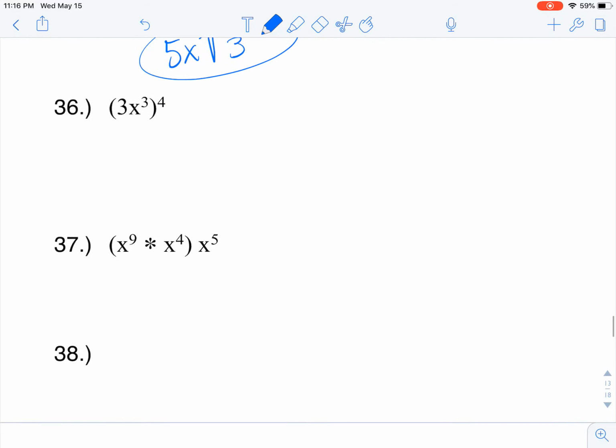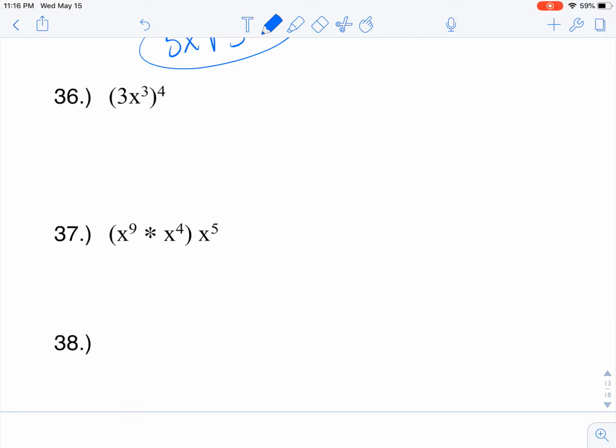All right, 36. So this gets distributed. So we have 3 to the 4th, and then x to the 3rd raised to the 4th. Power to a power, we multiply. And then all I have to do is figure out what 3 to the 4th is, which is 81. So 81x to the 12th. Here we're multiplying, so you just add 9 plus 4. That gives me 13, and then I'm just multiplying it by this, so add 5 to that. So this ends up being x to the 18th.